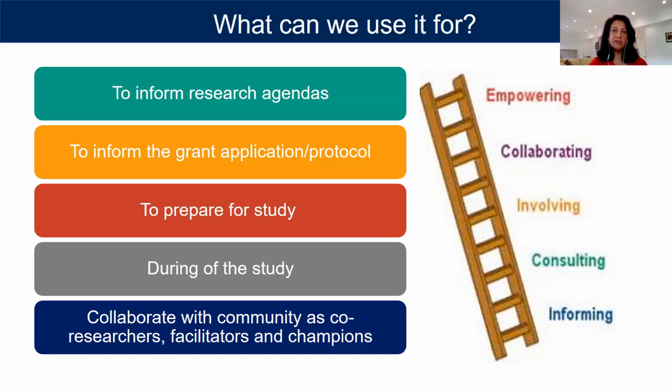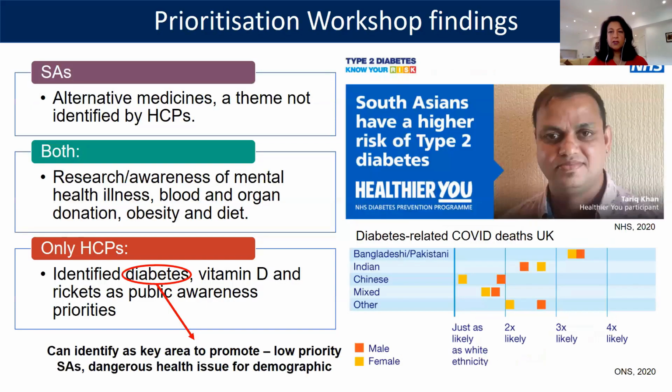But we actually use the processes to engage with the community at every single level of our work, and I will show you that. So informing the research agenda, informing grant applications, preparing for the study, during the study, and collaborating with the community as facilitators and champions. And there's not one step actually that we don't include, because if we're going to want people to inform us about what's the best research, why would we not work with them right the way through the process?